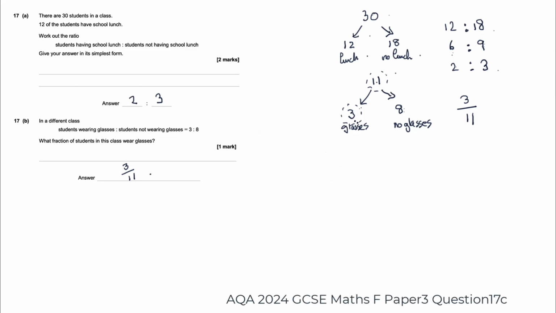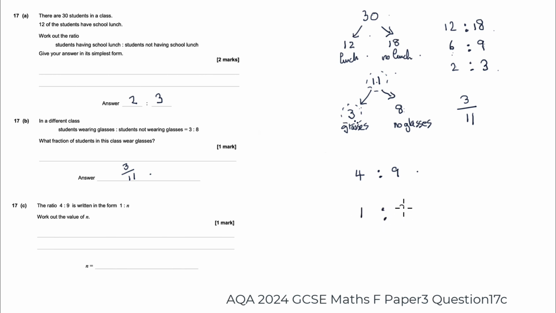Let's move on to the last part, 17C. Now the ratio 4 to 9 can be written in the form 1 to n, and we're trying to work out what that number is. Now in this case, we're dividing by 4. So if we're doing that to this number in the ratio, to keep the ratio balanced, we must divide the 9 by 4 also. So we get 9 divided by 4.